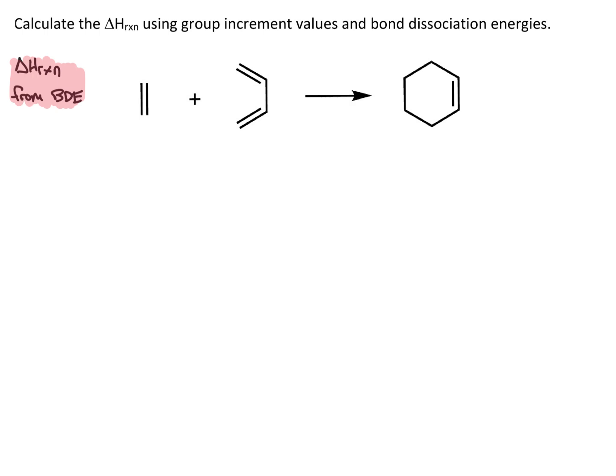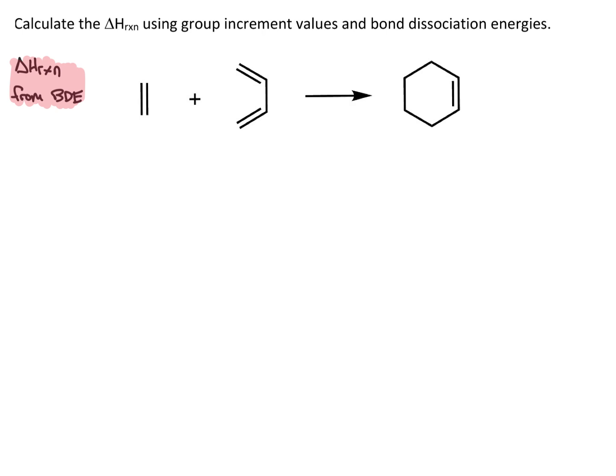In this problem, we're looking at just a simple Diels-Alder reaction here, and what we want to do is figure out the delta H of the reaction two different ways, using bond dissociation energies and then using the Benson's group increment values. So let's start with the bond dissociation energies.